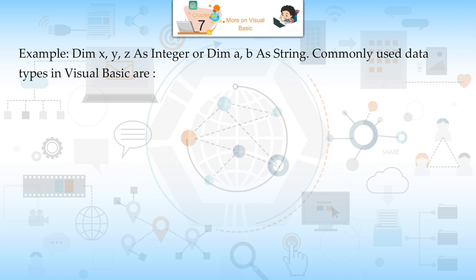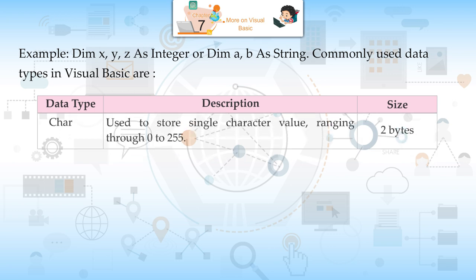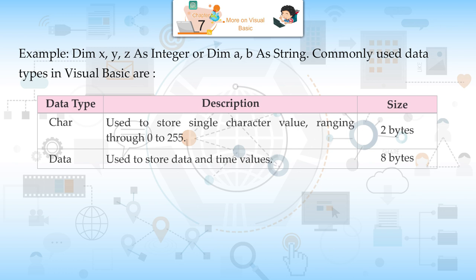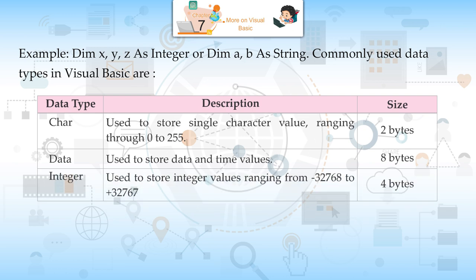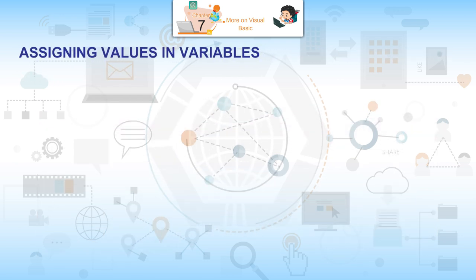Commonly used data types in Visual Basic are data type, description, size. Char, used to store a single character value ranging from 0 to 255, 2 bytes. Date, used to store date and time values, 8 bytes. Integer, used to store integer values ranging from minus 32,768 to plus 32,767, 4 bytes. String, used to store a set of characters instead of a single character, 10 bytes plus length of string.